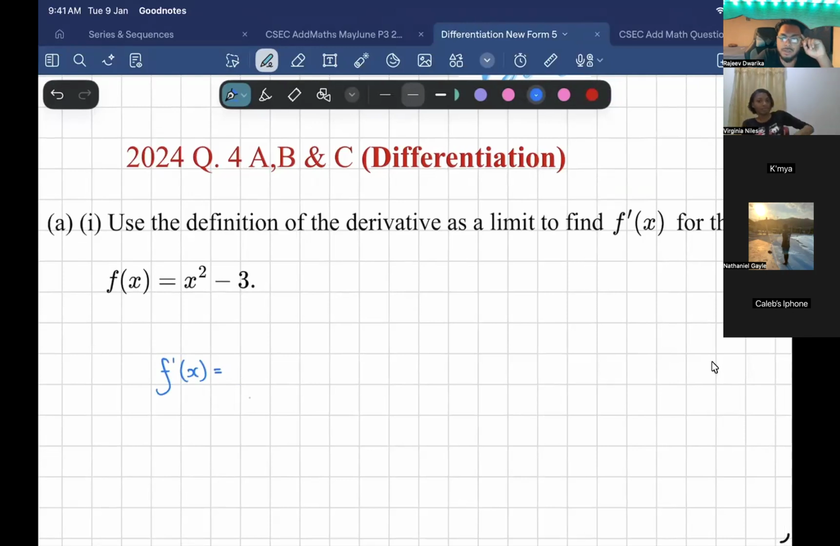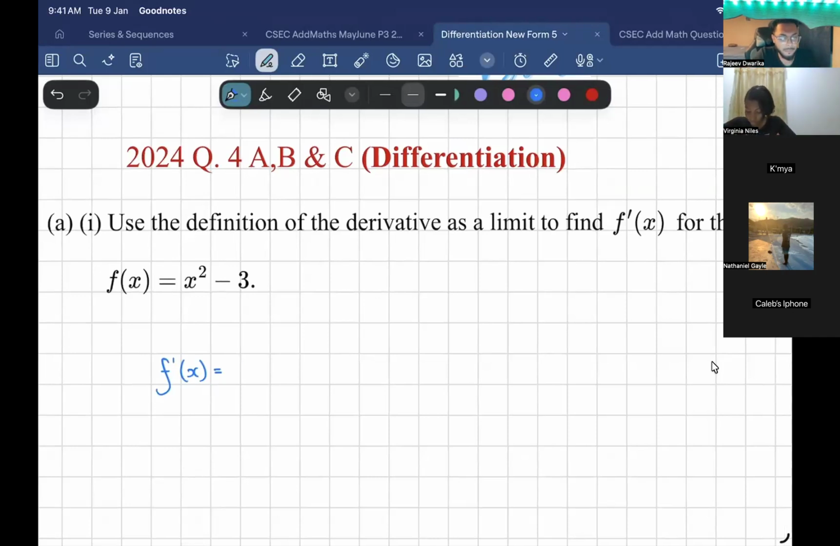Remind me, what was the formula? The formula for the first derivative. Yes. We just did it before. It was the same thing. Remember, f prime x and dy dx mean the same thing.